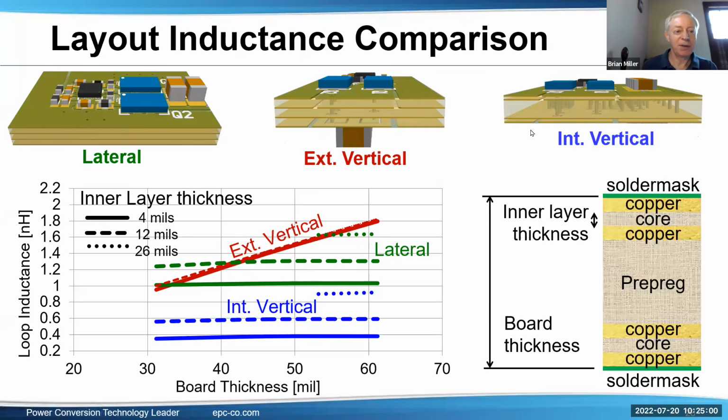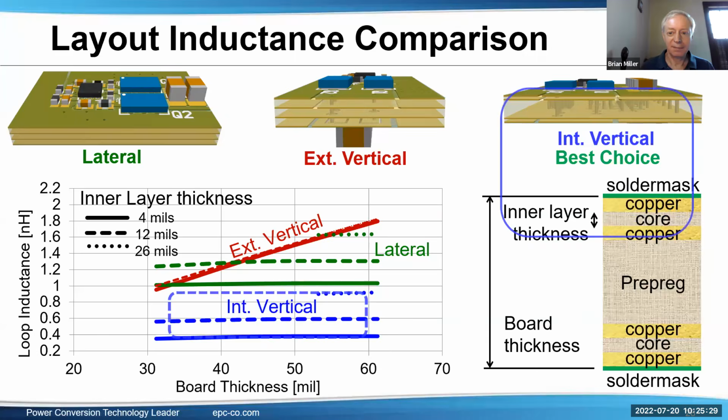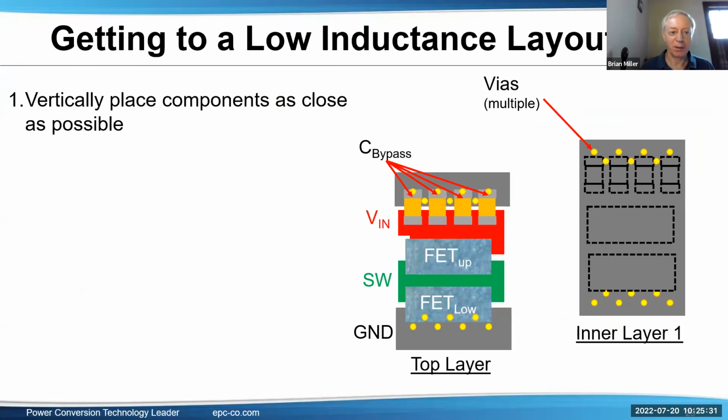And let's go into a comparison. First, the green, the lateral one. You can see the loop inductance is up there. Next is the vertical one, and you'll see it depends on the board thickness. So depending, it could be better, it could be worse, it just depends on the board thickness. The third one, using the first internal layer of the board, gives the best results, the lowest loop inductance. So that's a good way to do it. And there they are circled.